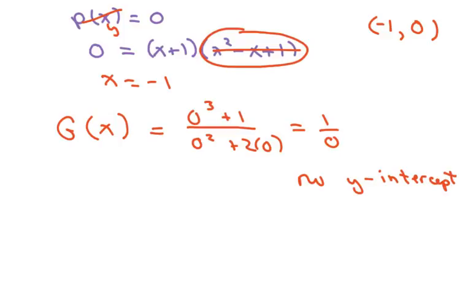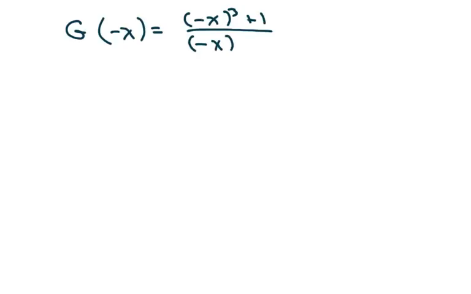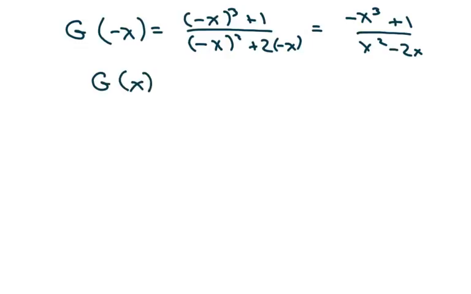All right. And now let's check for symmetry. So everywhere there's an x, we're going to plug in negative x. And we're going to get negative x cubed plus 1 over negative x squared plus 2 times negative x, which equals negative x cubed plus 1 over x squared minus 2x. Since this is neither our original nor the negation of the original, there is no symmetry.